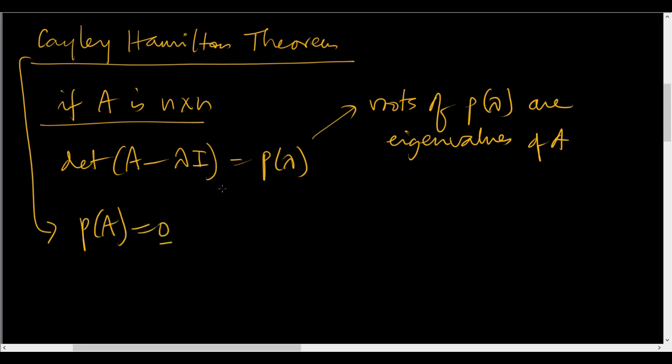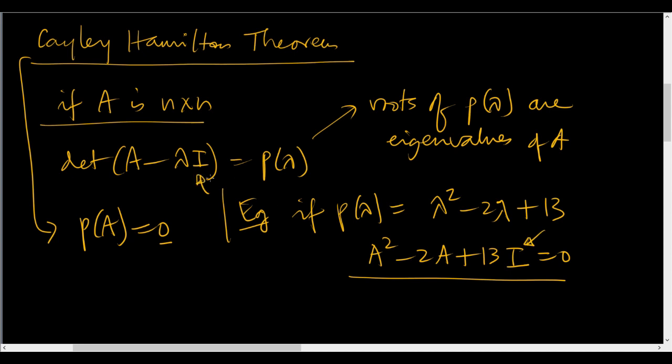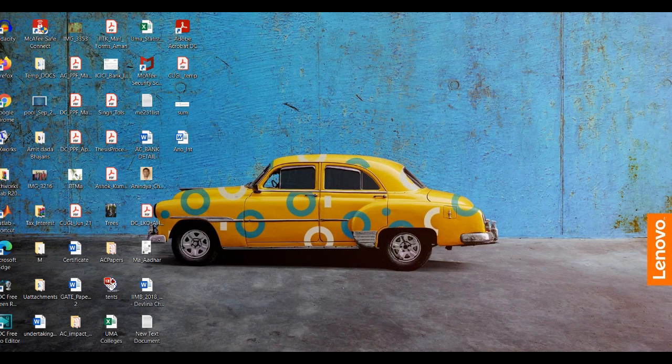So, for example, if P of lambda is equal to lambda square minus 2 lambda plus 13, then what we mean is A square minus 2A plus 13I is equal to 0, where this I is the identity matrix, just like this one. Now, if A is n by n, then this will of course be an nth order polynomial. This quadratic is just a hypothetical example. Let us see how it works out in Maple.